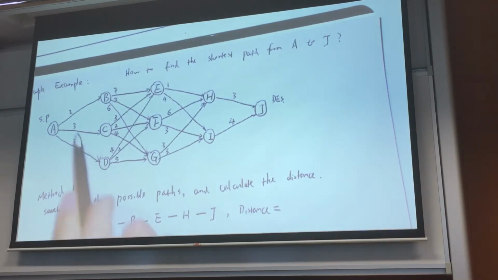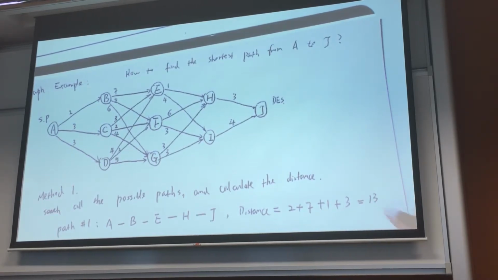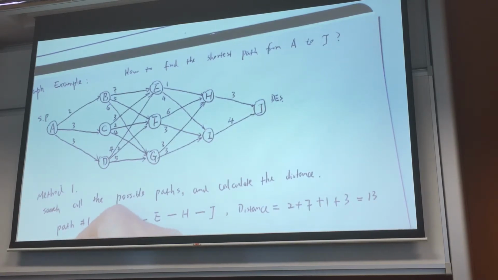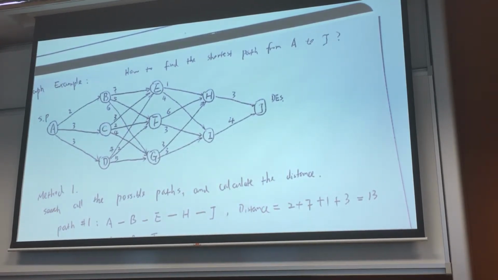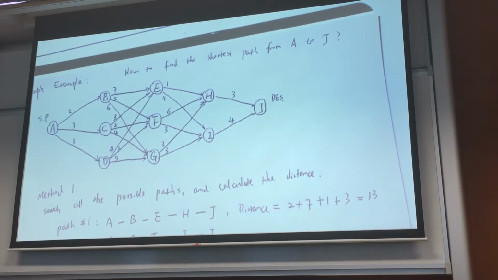The distance is given by 2 plus 7 plus 1 plus 3, which gives us 13. These are the distances for the first potential path. And you may get another path. For example, from A to B to E, but at E, we can go to node I and finally go to the destination. So you can calculate the distance.